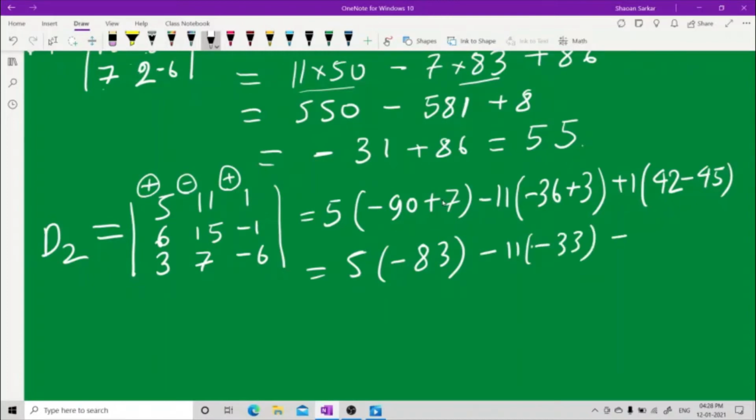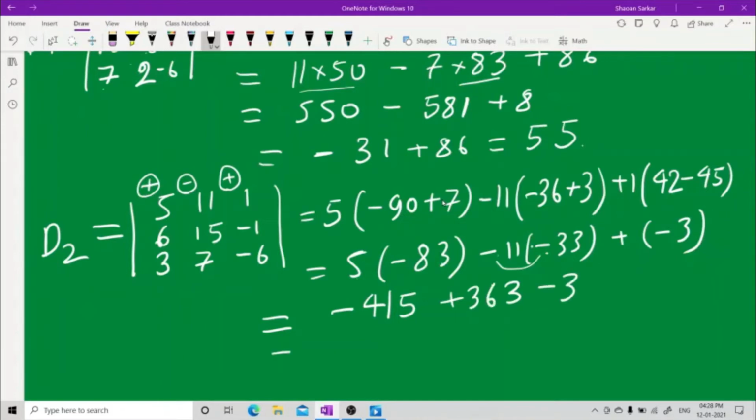Then you have 1, that is just minus 3. Now you multiply minus 5 3s are 15, 5 4s are 40, 415. Then you have minus into minus, minus into minus is plus, 11 3s are 33, and 3 6s are 363, minus 3. Now what you have got is minus 418 plus 363. You have got minus 55.